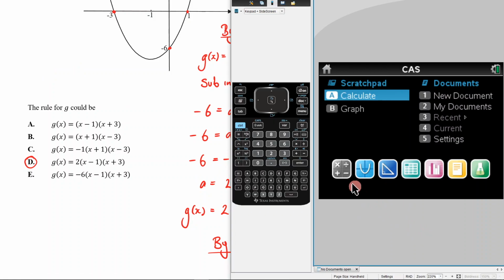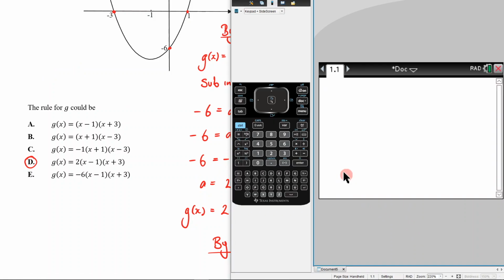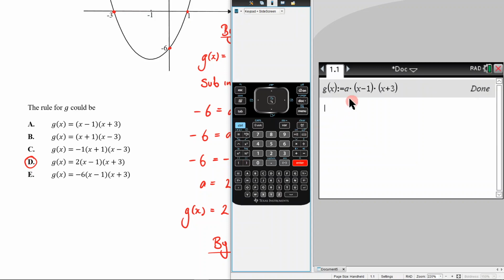So if we come to our CAS here for a moment, what we're going to do is define g of x. So we're going to go g of x, and then remember to define, you press Control and this button. So I'm defining what it's going to be, and I'm going to say it's a multiplied by (x minus 1)(x plus 3). At the moment, we don't know what a is yet, so let's just define it like that.